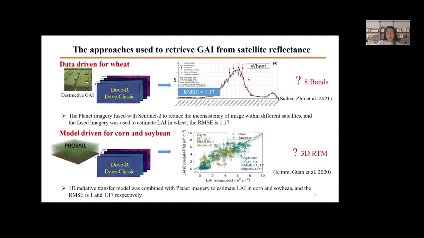There are some approaches used to retrieve GAI from satellite reflectance. In the data-driven approach, they used Dove-R and Dove Classic imagery fused with Sentinel-2, which reduces the inconsistency of the images. The fused imagery was used to estimate LAI in wheat, and the RMSE is 1.17. So we want to know whether the eight bands of SuperDove will improve accuracy. In the model-driven approach for corn and soybean, a one-dimensional radiative transfer model was combined with PlanetScope imagery to estimate LAI in corn and soybean, with RMSE of 1 and 1.17 respectively. So, would a 3D radiative transfer model be better?